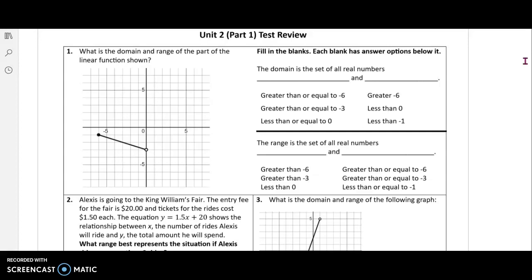It's going to be split into two videos, so make sure you watch both. This first video is going to be just on domain and range, the front of the test review. Okay, so the idea is that you pause the video, try the problem on your own, and then unpause it to see the answers to each question. So right now, take a moment and try problem number 1 on your own. Pause the video and then unpause it to see what the answer is.